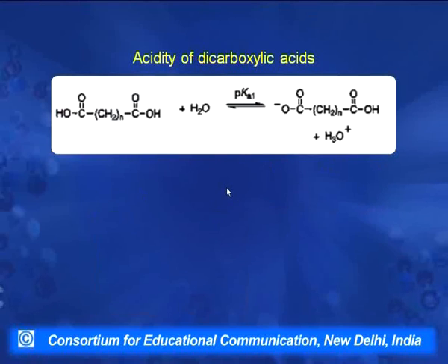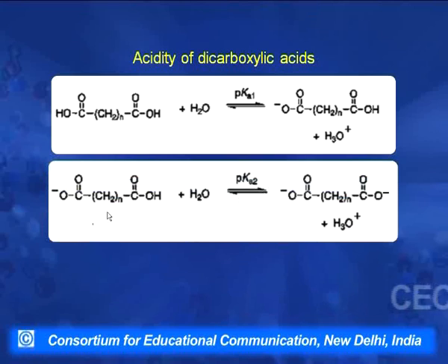Now let us take up the acidity of some dicarboxylic acids. Dicarboxylic acids dissociate in two steps because there are two carboxylic acid groups. The dissociation of the first step is measured as pKa1, where one anion is formed, and the dissociation of the second step is measured as pKa2.